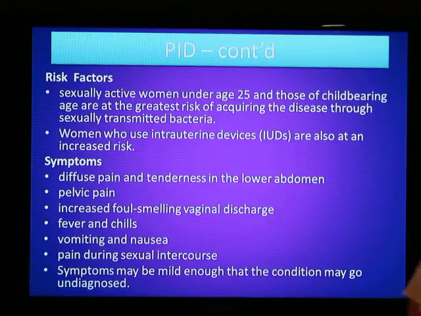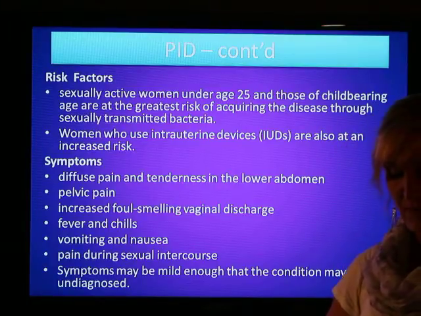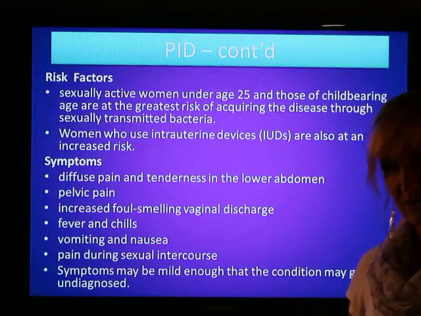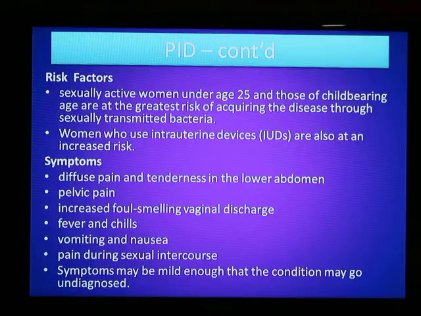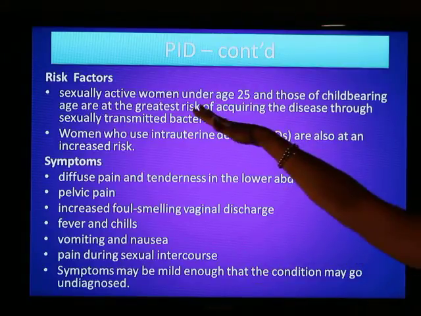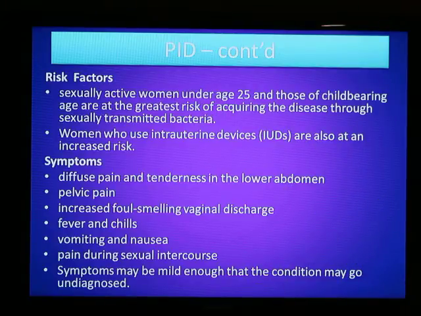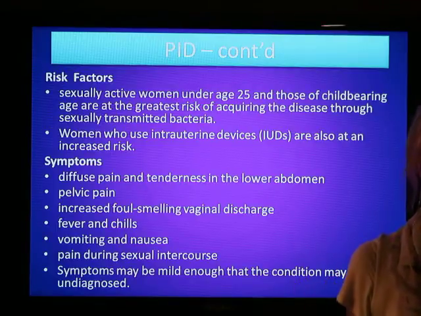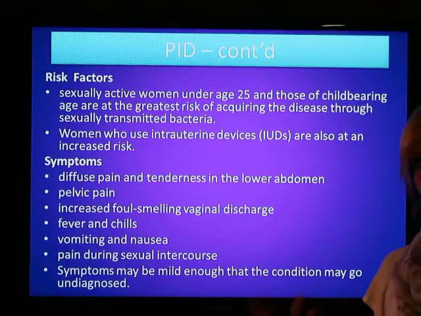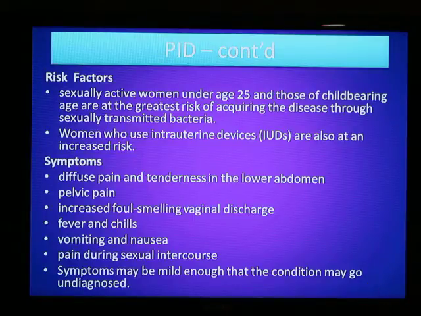So how do you know that somebody actually is developing pelvic inflammatory disease? It's painful. It's usually quite a bit of diffuse pain in the pelvic region, very low abdomen, can have some tenderness. They can develop some foul-smelling vaginal discharge, especially if it's associated with a bacteria. If it gets bad enough, they can also have general malaise and flu-like symptoms with fever, chills, nausea, vomiting, things like that. They might have some pain during sexual intercourse, especially depending on where exactly it is, especially if it's near the cervix area.